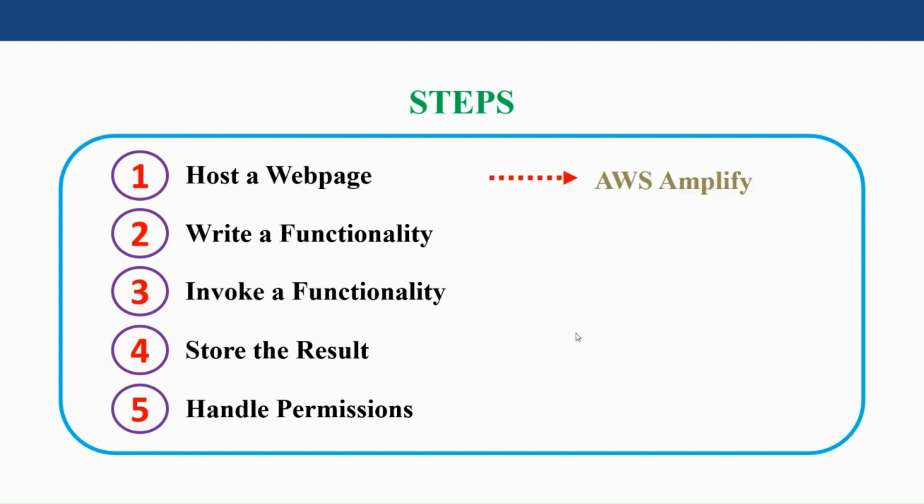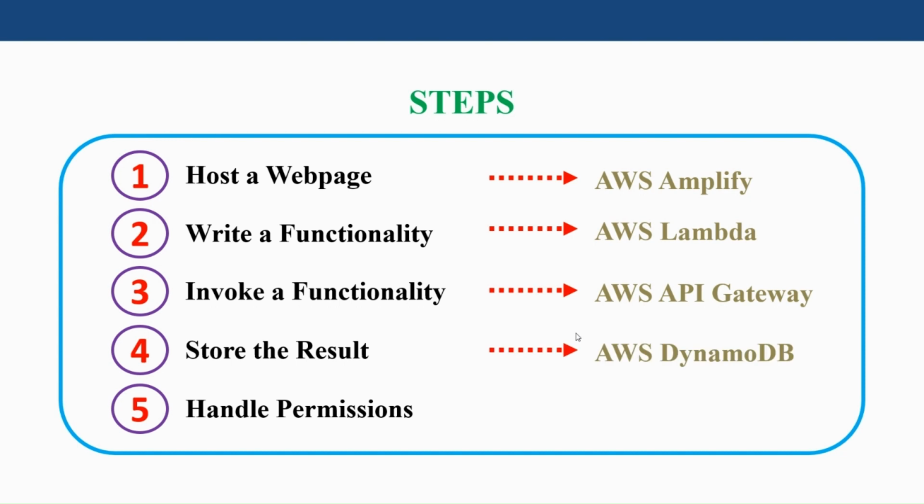For hosting a web page, we use AWS Amplify. For writing the functionality, we use AWS Lambda. To invoke the functionality we wrote, we use AWS API Gateway. To store the result, we use AWS DynamoDB. And finally, to handle permissions, we use AWS IAM.